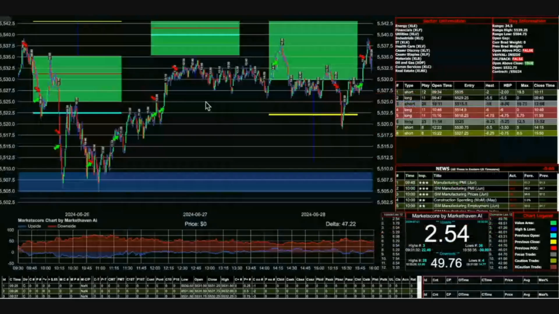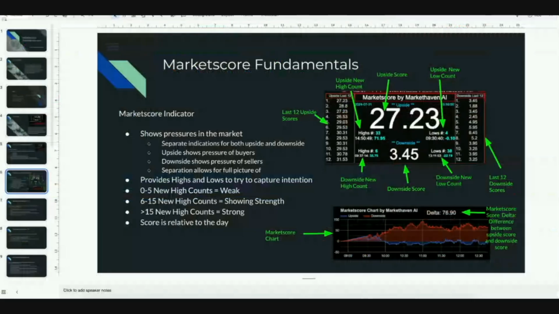This is what it looks like on the chart pages. But on the Marketscore, it's just this piece and the chart. The chart has the upside, which is the blue line, the downside, which is the red line, and then there is the delta. And the delta is the difference between the upside score and the downside score. This was actually data from today. At one point during the day, there was a 76-point delta. And the downside score was not negative, but at the maximum it was, so if the upside score was 71, the downside score was negative 22, the delta at one point was like 93.